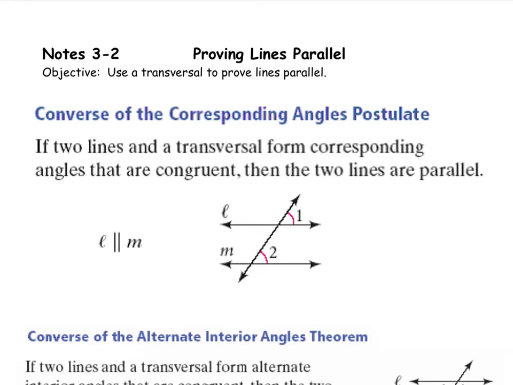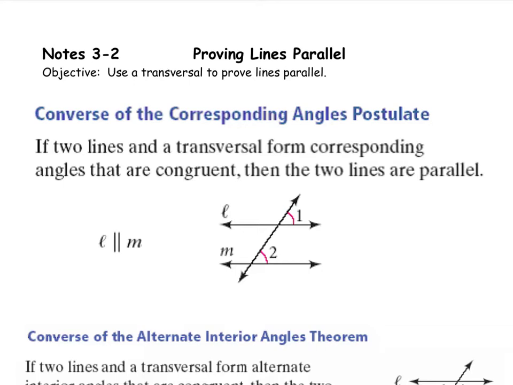Same with alternate interior and alternate exterior, and then same side interior and same side exterior angles were supplementary, so they added up to 180 when a transversal crossed two parallel lines. Today, this set of notes is going to go in the reverse direction, so we call it the converse. If you remember what the converse is, that's when we took our conditional and swapped the hypothesis and conclusion. That's basically what we're doing with these postulates.